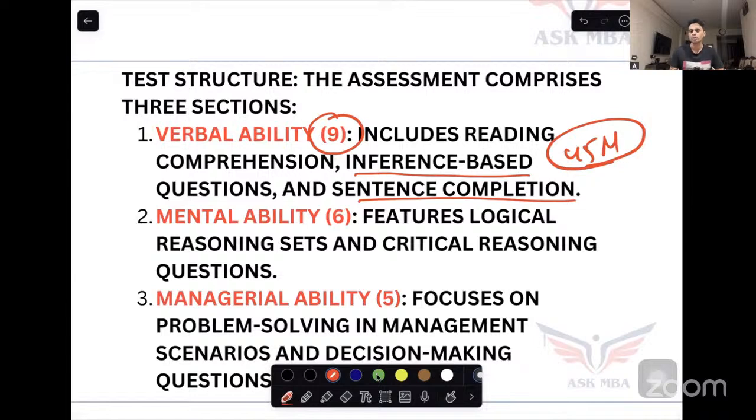So there are going to be 9 questions, right? And it's a complete 45 minutes test. And you are going to get these many questions. As you can see, 20 questions are going to be there. So 20 questions in 45 minutes.